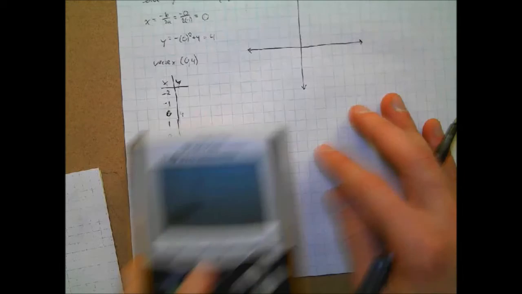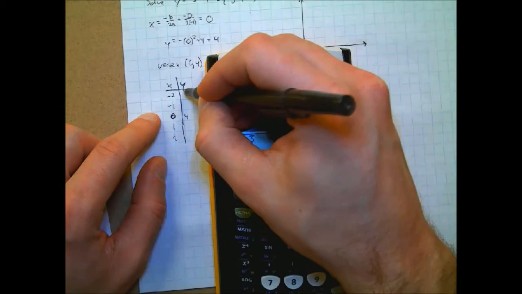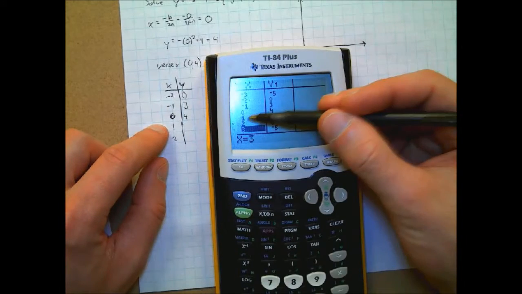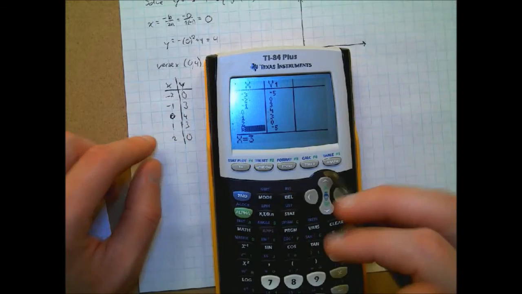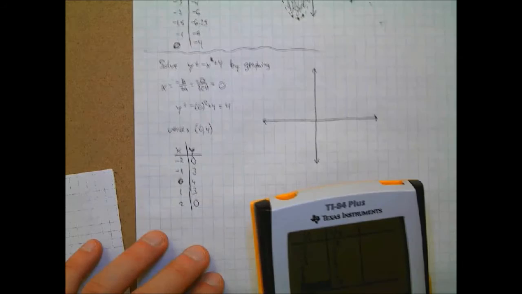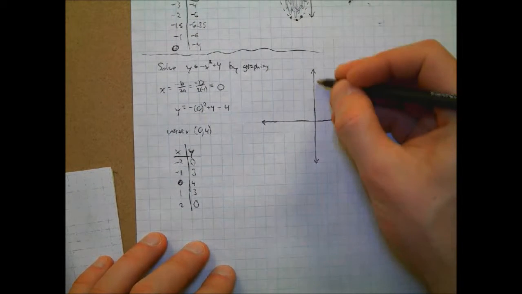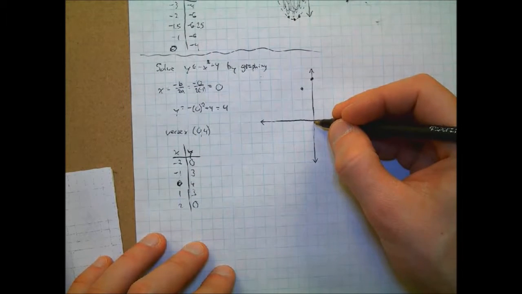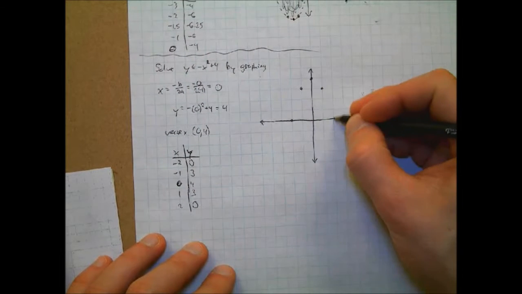So let's see here. Negative 2, I get 0. Negative 1, I get 3. 1, I get 3. And 2, I get 0. So let's plot those points. 0, 4. Negative 1, 3. Negative 2, 0. 1, 3. 2, 0.